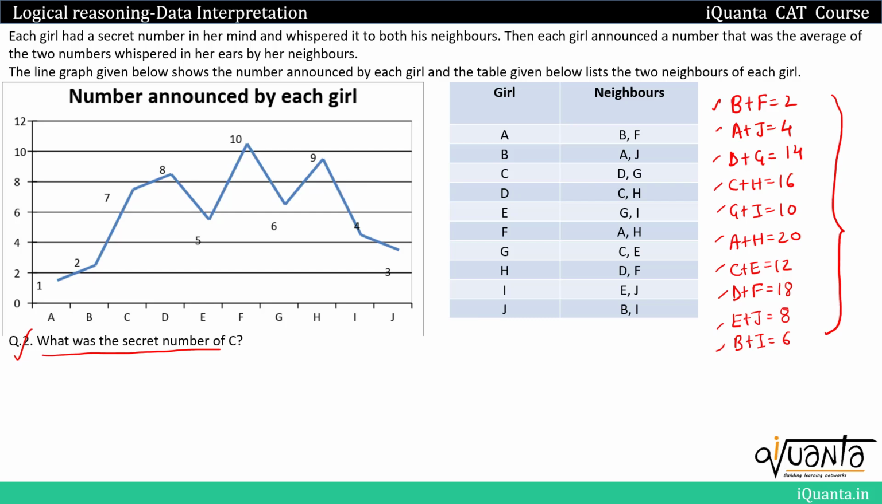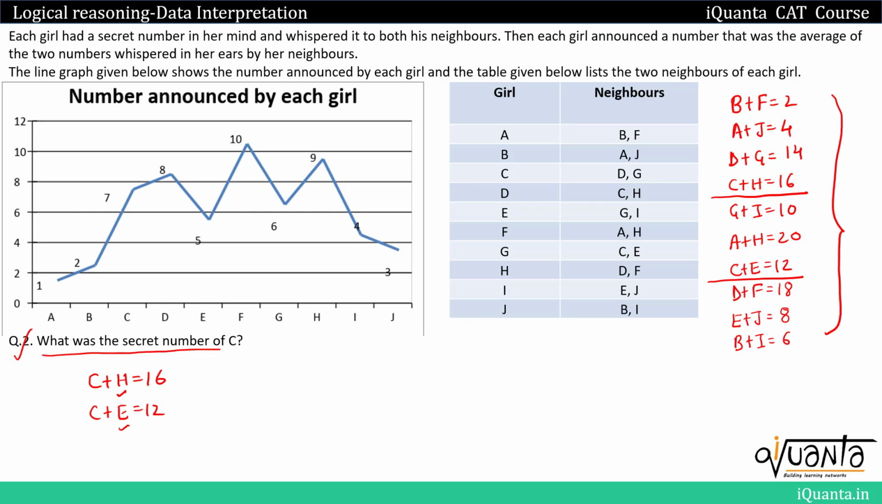Let us try to find out the value of C here. Now we have so many equations. How to pick up the right equation to find out the value of C? Whenever we have to find out the value of C, we will always pick up the equations that are related to C. So we have this equation over here, and we have this equation over here. So let me write the equations here. C plus H equal to 16 and C plus E equal to 12. So from the equations of C, if I can eliminate the values of E and H, then I can definitely find out the value of C.